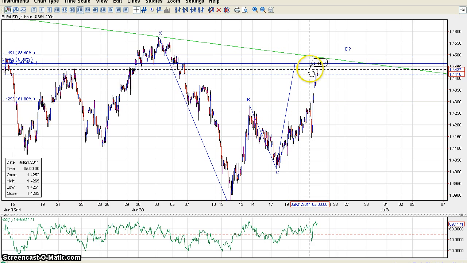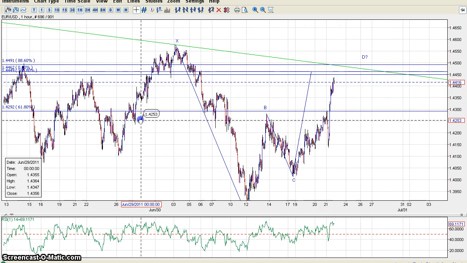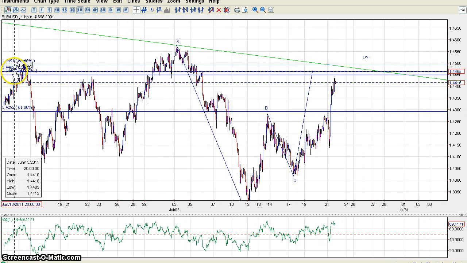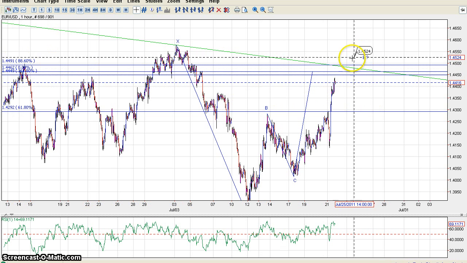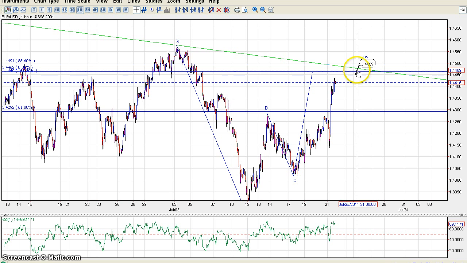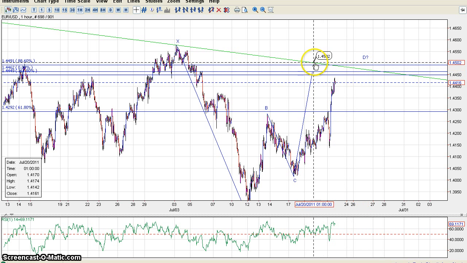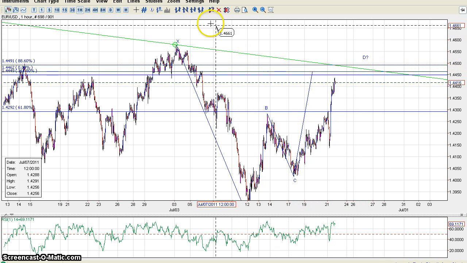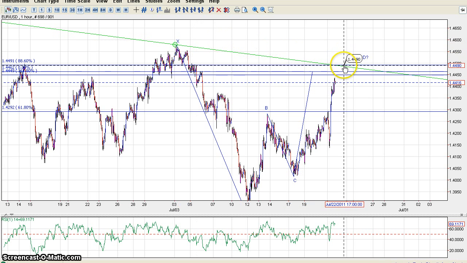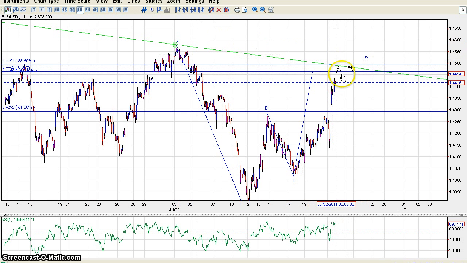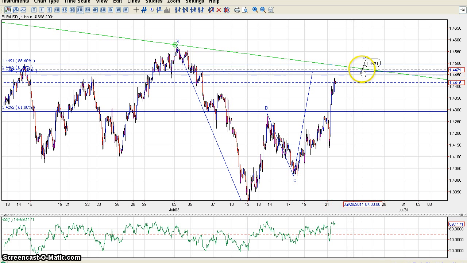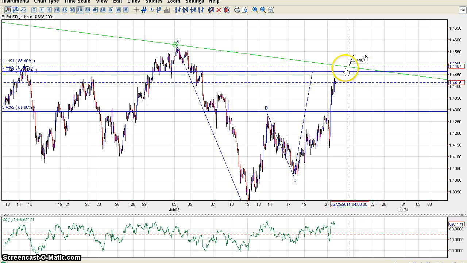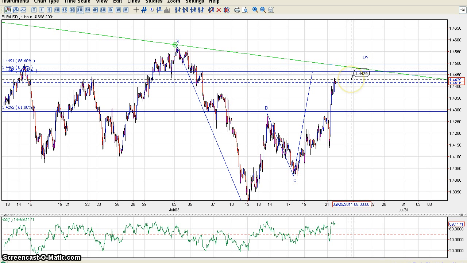So the idea is this pattern defines a resistance zone between 1.4449 and 1.4491, and this zone actually coincides with a resistance on the daily, which is this green line drawn on the daily. So you can see around this area, the green line, which is the resistance from the daily chart, coincides with the resistance zone defined by this bat pattern on the hourly chart.